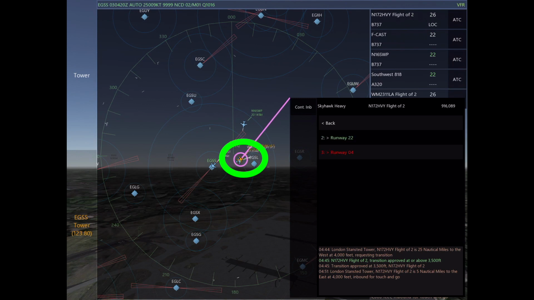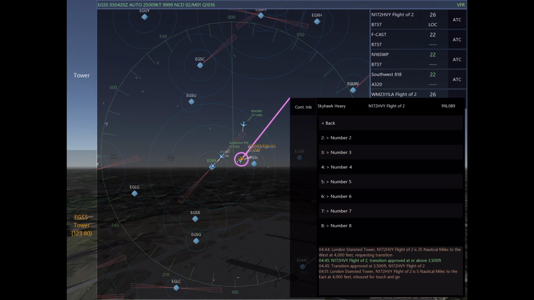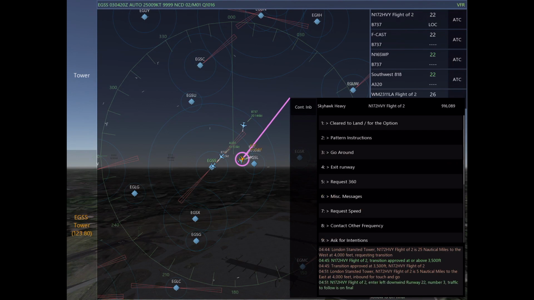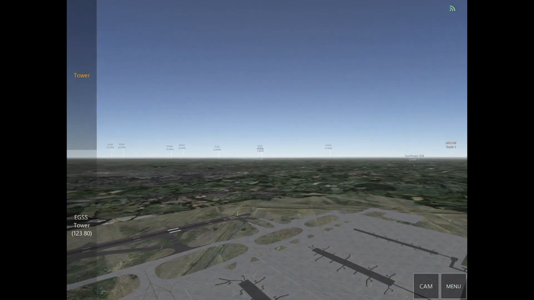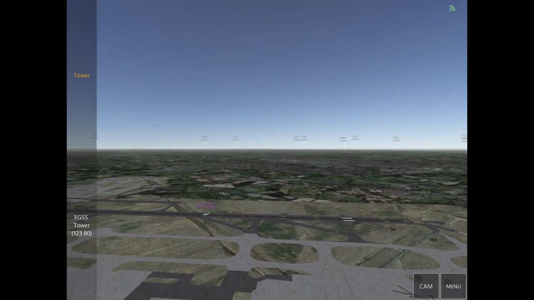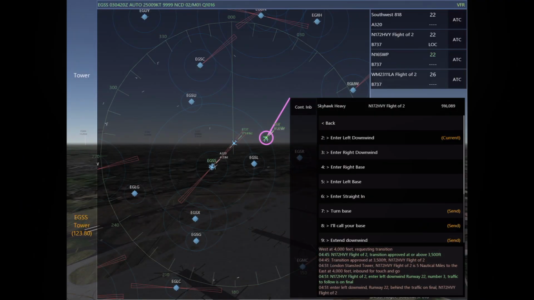Now, keeping in mind that Flight of 2 is treated as one aircraft, November 172 Hotel Victor Yankee requests inbound for a touch and go. We're going to go and tell him enter left downwind, runway 22, number 3, traffic to follow is on final. Now with the spare time, I want to check and make sure that the flight is going to be off the runway prior to my arrival crossing the threshold.